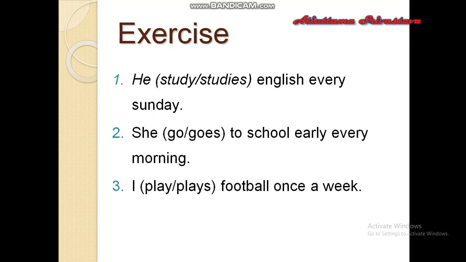Now children, here I have explained to you simple present tense. I hope all of you have understood it well. Okay, so practice, see the video again for a better understanding. Okay, thank you children.